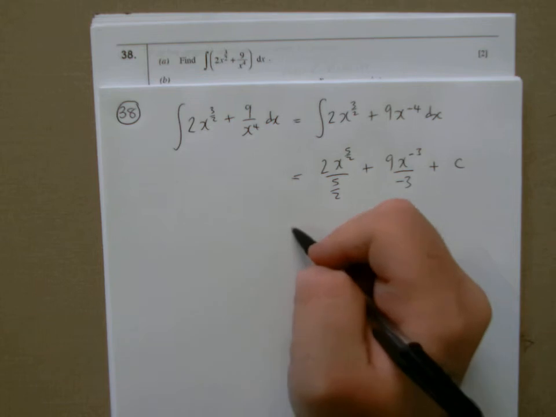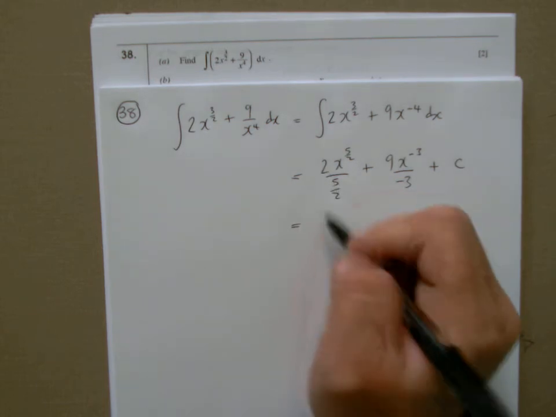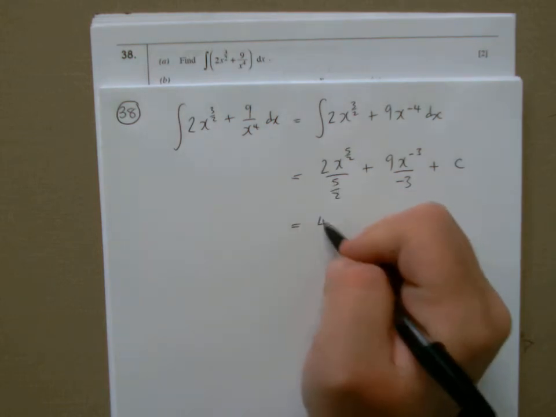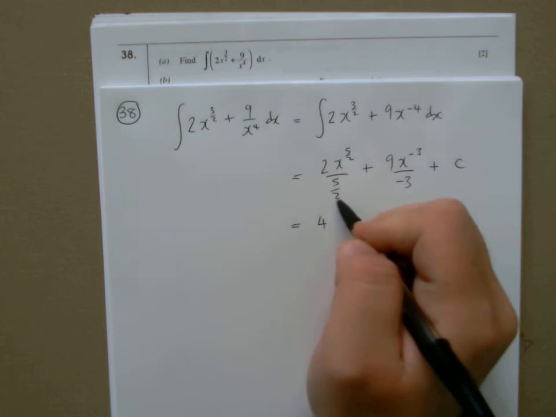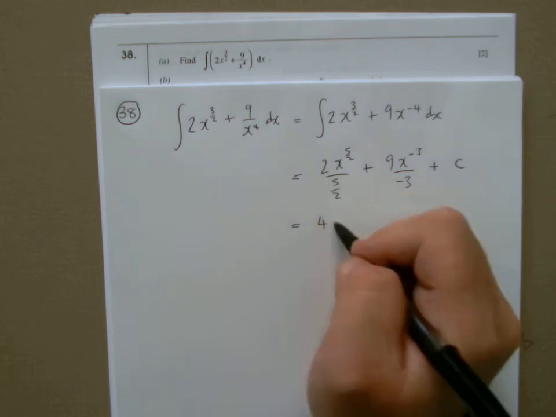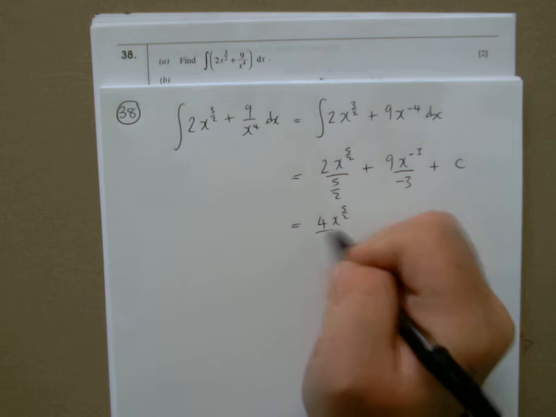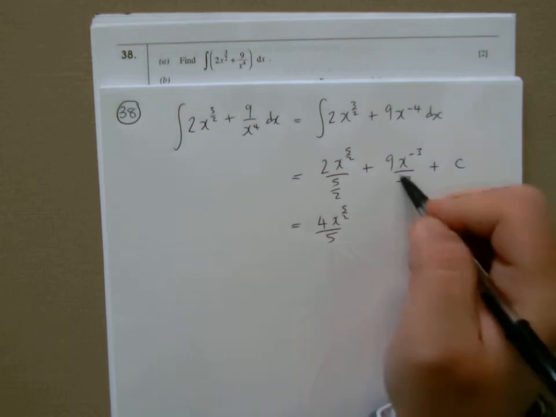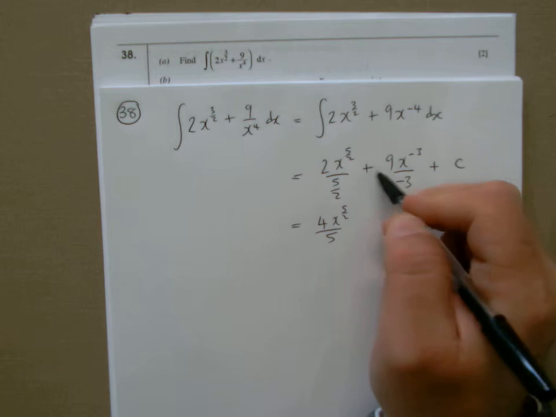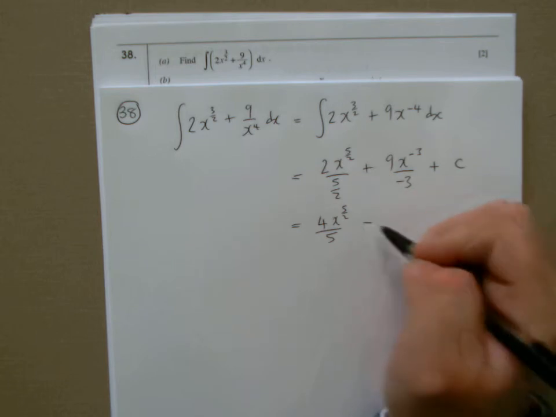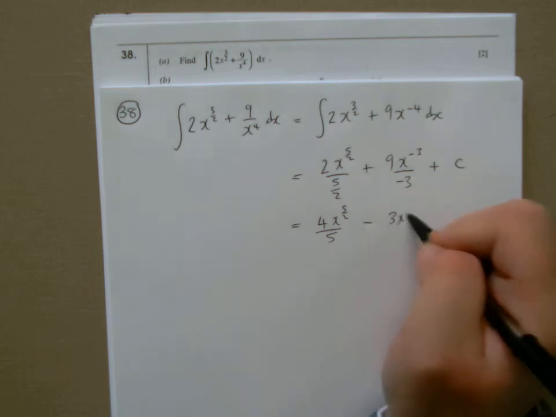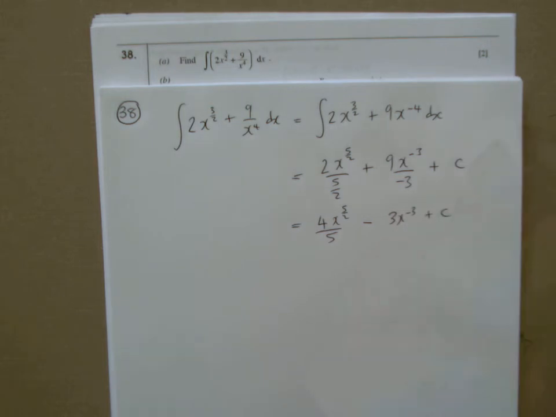What you can do here then is tidy this up a little bit. Take the 2 up, so that becomes 4. Okay, so fraction on the bottom, take the bottom number up and times it by the 2 there. So you're getting 4 over 5 then. Here, 9 divided by 3 is 3, of course, and because there's a minus there, you can join it with that plus, and the plus minus become a minus. So you get 3x to the minus 3 plus c.